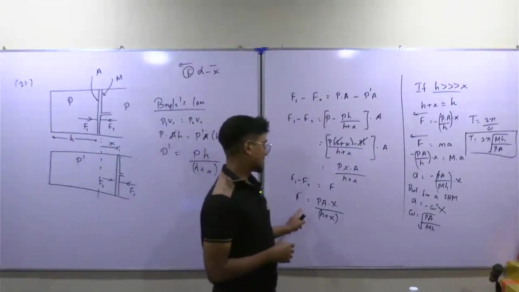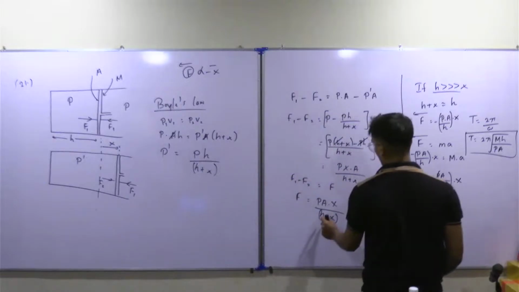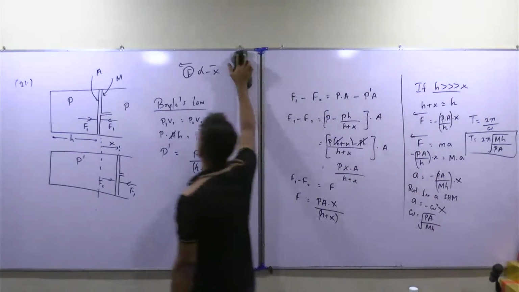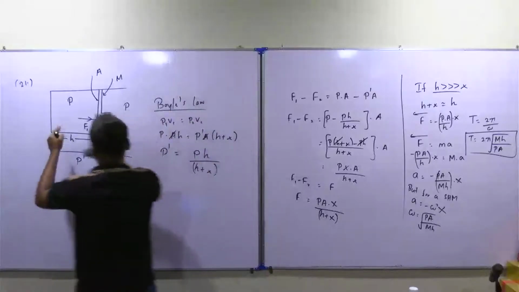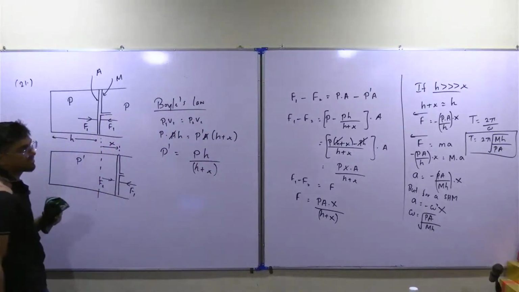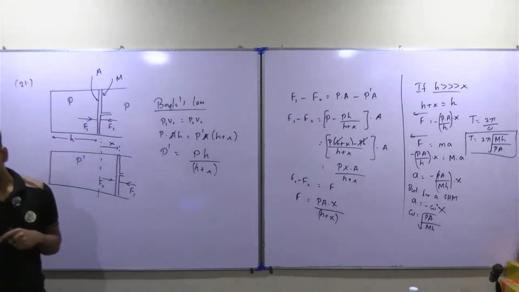To make this equation a simple harmonic motion, we have to neglect this x part. So we can take a reasonable assumption. We can assume that this length is very much greater than this displacement. So x becomes negligible, right? That is how it is done.